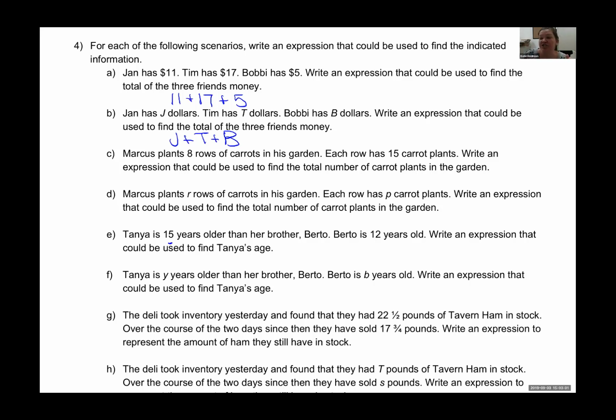And then you say, how much is J plus T plus B? I don't know, but if anybody ever tells me, I'll go ahead and add them. This happens a lot on the GED. So we've got to get comfortable writing expressions with unknown amounts.